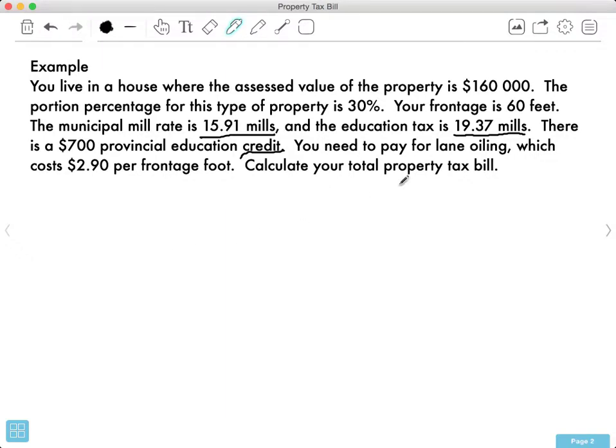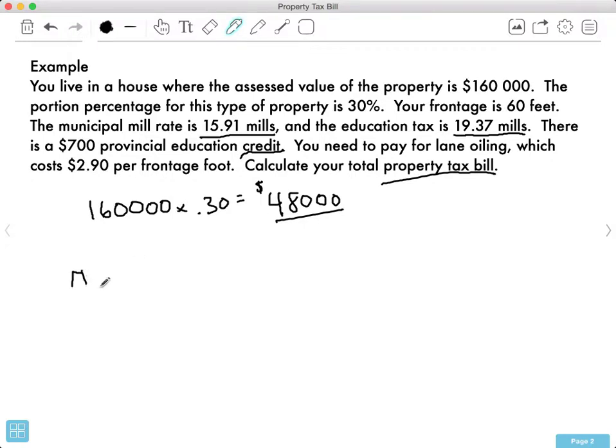Now your teacher might walk you through this actually on a property tax bill. I'll just show you how to do this with a blank page. The first thing we need to find out is the portioned assessed value of the property, as that's the amount that will actually be taxed. So we take the assessed value of the property and we multiply that by the portion percentage, which is 30%. So times 0.30. That gives us a portioned assessed value of $48,000. This is the taxable amount of your property. That's what they're going to tax you on.